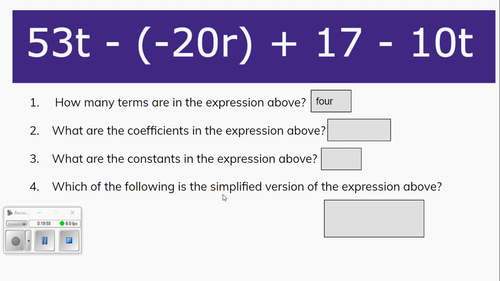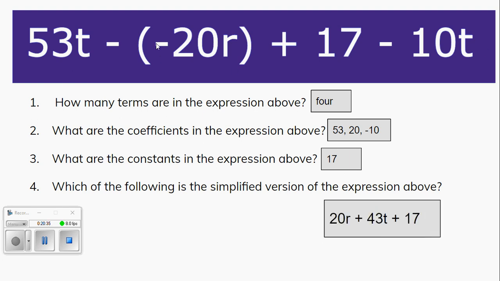Now our coefficients here, we've got a 53 in front of the t. Be really careful about what you tell me is in front of the R. Remember, y'all, anytime you see a double negative, like minus a negative, is really adding. So this is really like saying plus 20R. So that's why I have a 20 right here, not a negative 20. And then the number that's in front of this T over here is a negative 10. So those are the coefficients. We do have one constant. It's the number 17. And what is the simplified version of the expression above?